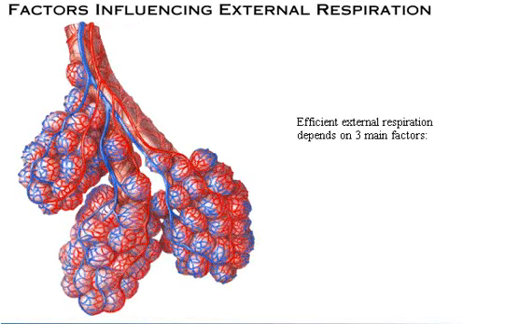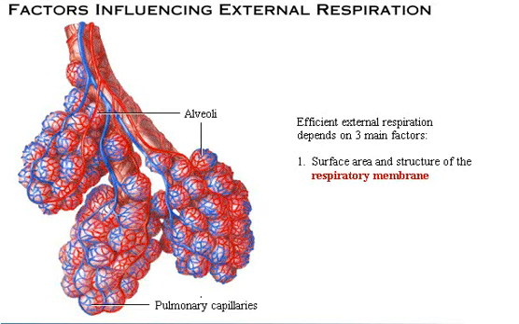Efficient external respiration depends on three main factors. The first factor is the surface area and structure of the respiratory membrane. The 300 million alveoli, covered with a dense network of pulmonary capillaries, provide an enormous surface area for efficient gas exchange. In addition, the thinness of the respiratory membrane increases efficiency.